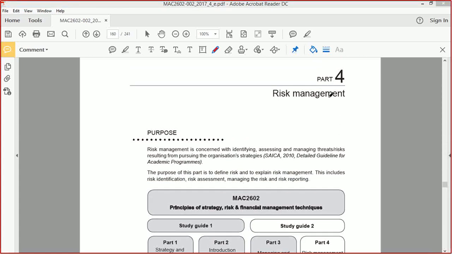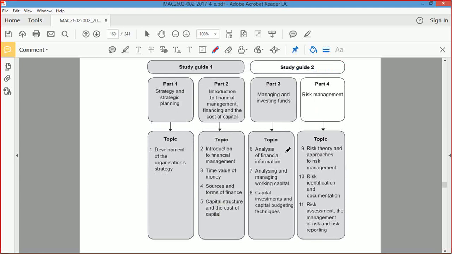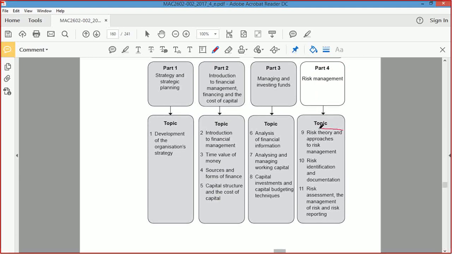Okay, so we're looking at part 4 here, which is the risk management part of the module. Remember, with management accounting, you're looking at the strategy, the techniques, quite a lot in terms of scope in this module, the MAC2602. So the last bit is risk, and it's covering theory relating to risk management. So we'll look at risk theory, approaches to risk management, identification, documentation, assessment, and reporting.